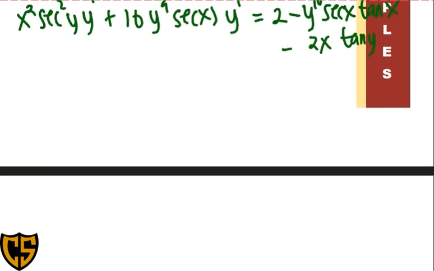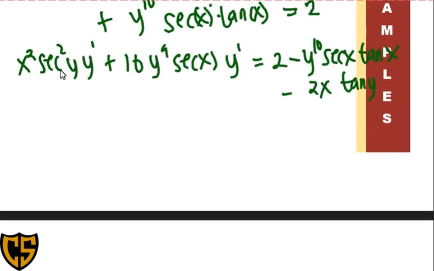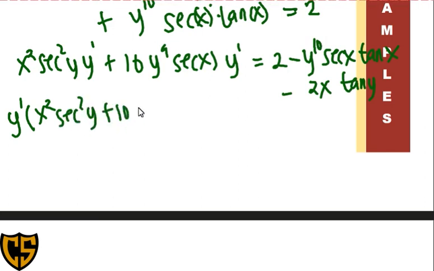So we will factor out y prime here. Y prime will be multiplied by, if we factor it, x squared secant squared y plus 10 y raised to 9 secant x. Okay, and for the right side of the equation, again I will factor.